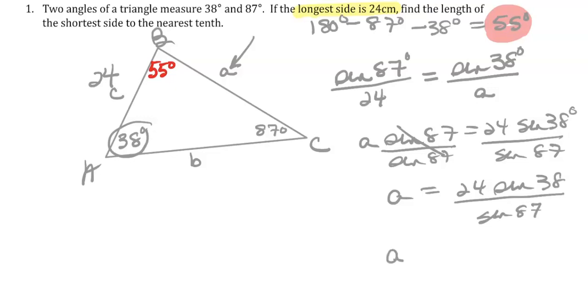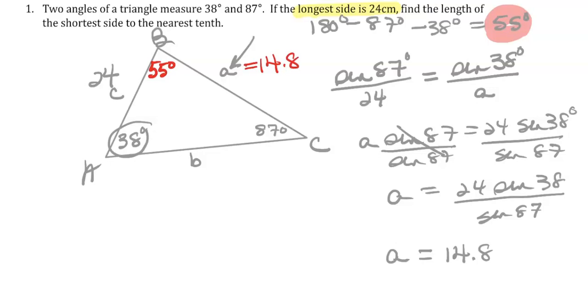I cannot stress that enough. If you do premature rounding, you're going to have a problem. Okay, when I plug this in my calculator, I get A is 14.8. And they only wanted A, so I am done.